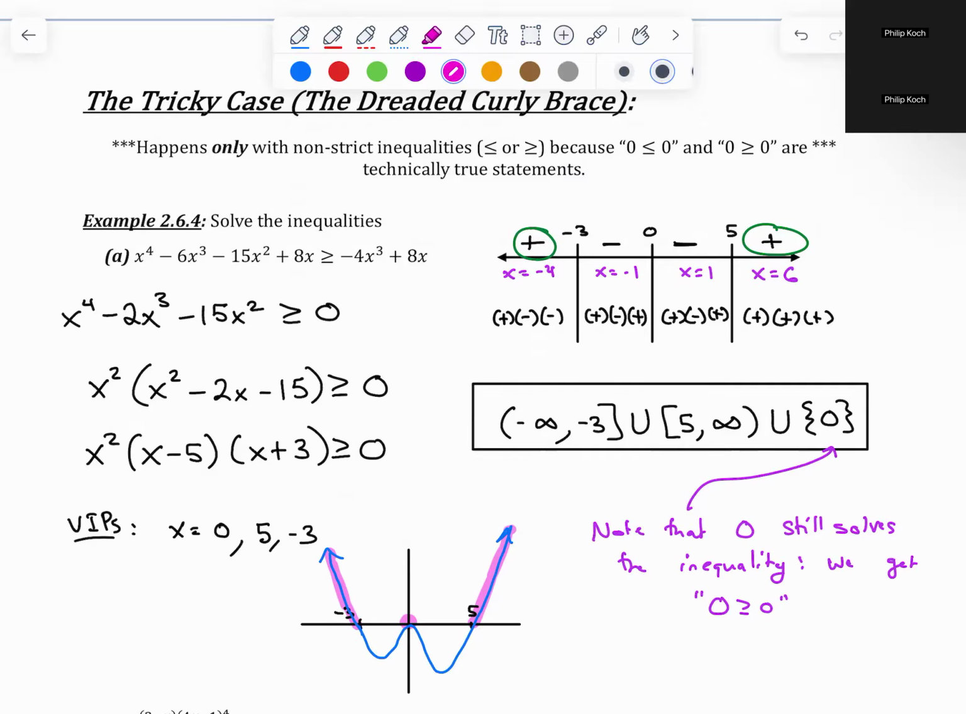Ben, yes. If -3 is included, why don't we just write negative infinity to 0? Because the snippet from -3 to 0 is all negatives. So this snippet right here in red is negative, so it doesn't solve it. Oh, and we're just trying to find what does solve it. Yes. Okay. Sorry to keep you guys late.